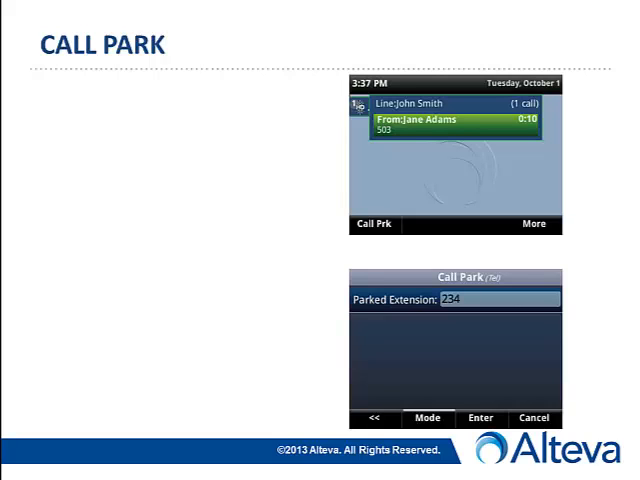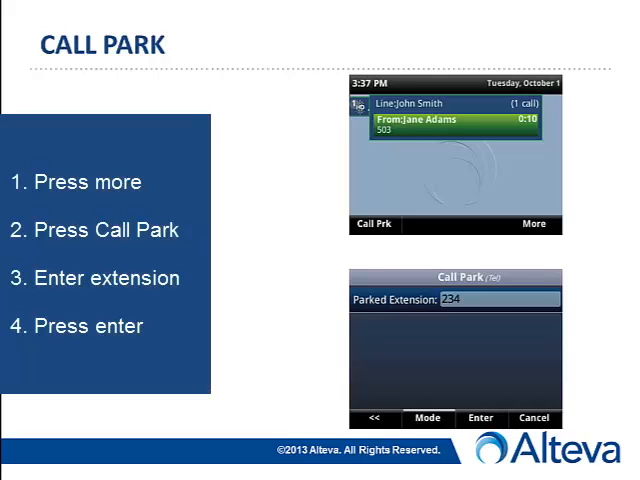Here's how Call Park works. During an active call, you'll press the more soft key twice. Press Call Park, enter the extension, and then press the enter soft key. When a call is parked for 45 seconds or more, the phone where the call was parked will alert you with a reminder ring until the call is picked up with Park Retrieve.